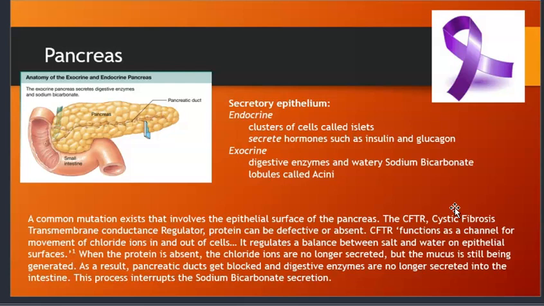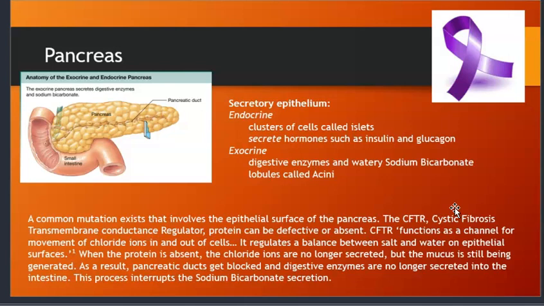A common mutation that exists, that you've probably heard of, involves the epithelial surface of the pancreas. Cystic fibrosis is normally associated with the lungs. However, it does impact your pancreas if you have the disease or the genetic mutation. The CFTR, or the cystic fibrosis transmembrane conductance regulator, is a protein that can be defective or absent in those who have the mutation. Normally, CFTR functions as a channel for movement of chloride ions in and out of the cells. It helps regulate a balance between salt and water on the epithelial surfaces.